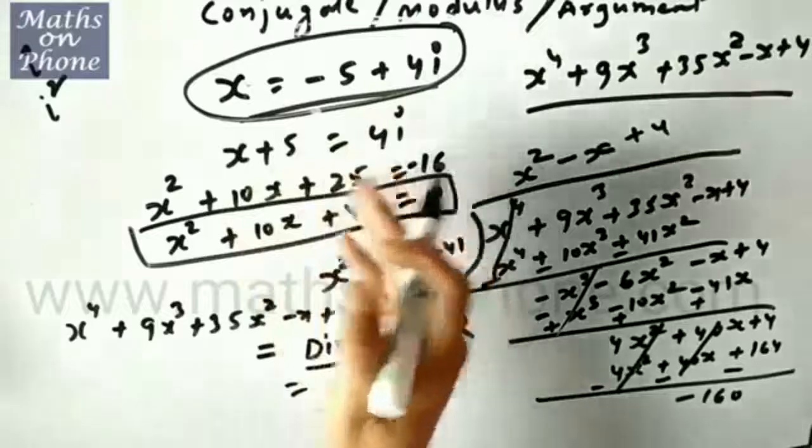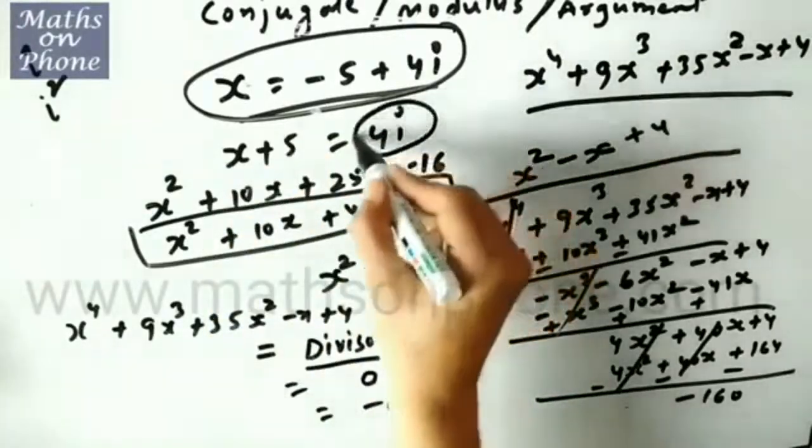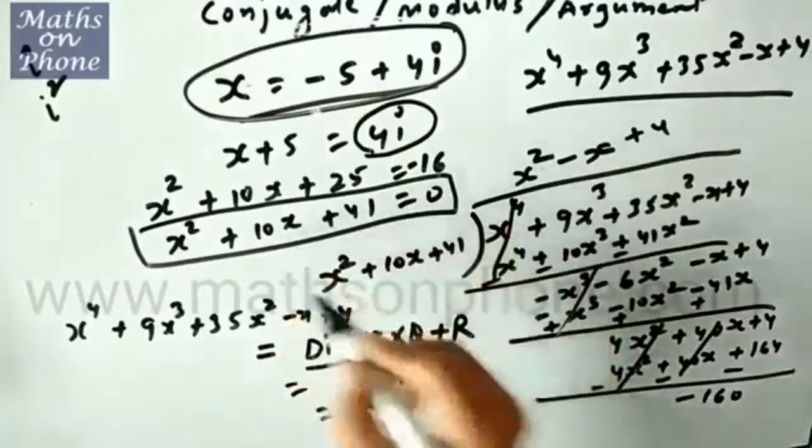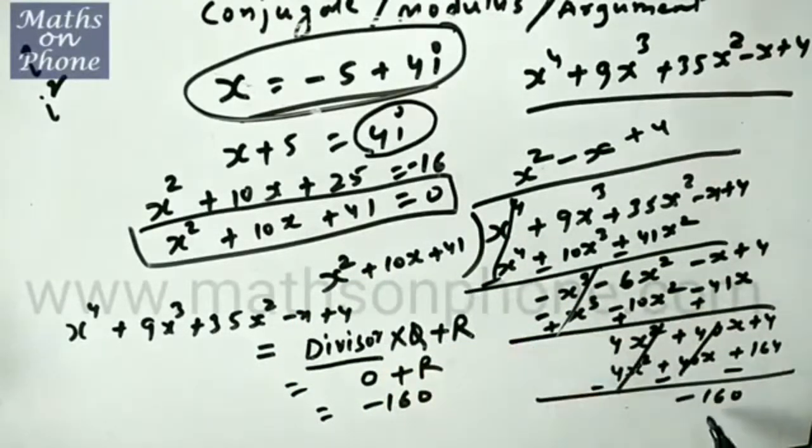Once again I am revising. You just get the quadratic equation by isolating the i term, squaring, dividing the given expression with that quadratic equation, and whatever remainder is left over is going to be the answer.